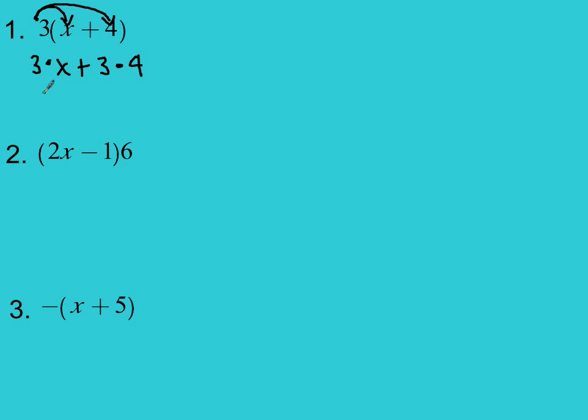3 times x is going to give me 3x plus 3 times 4, which gives me 12. So my final answer is 3x plus 12, excuse me.